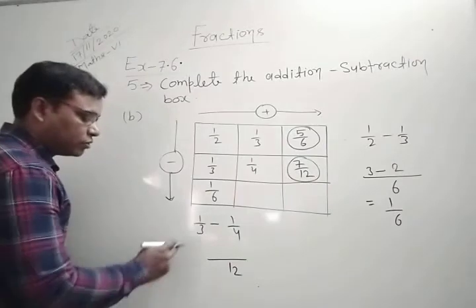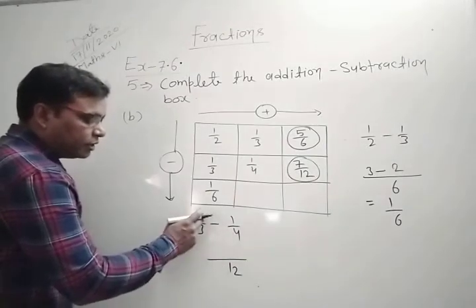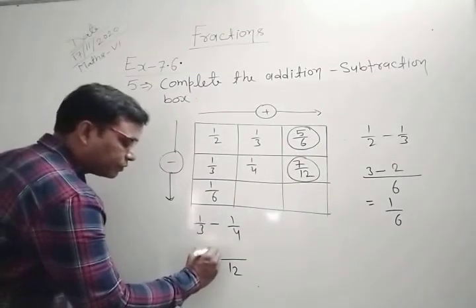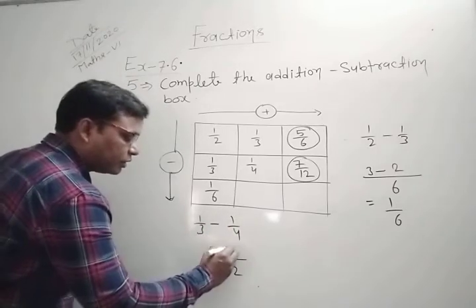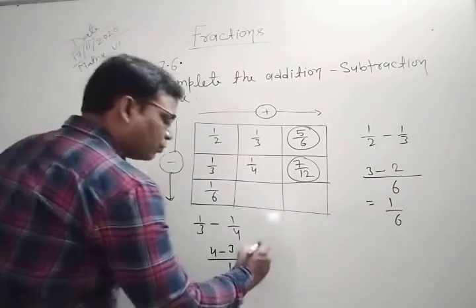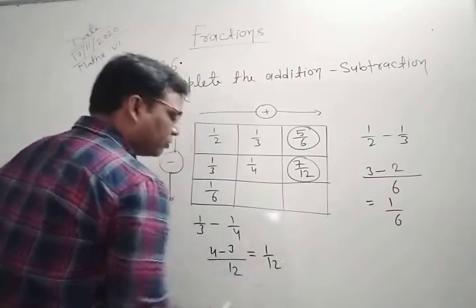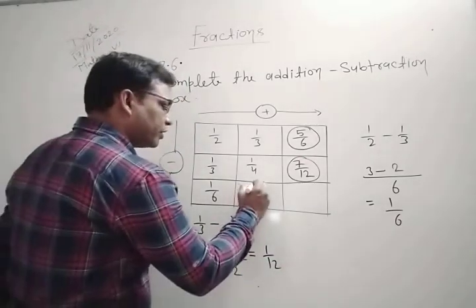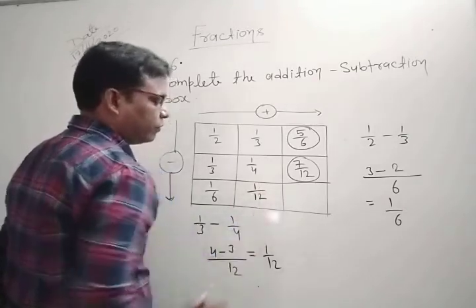Clear? So 3 you multiply here: 3 times 4 is 12... rather, 4 times 1 is 4 minus 3 times 1 is 3. This is equal to 4 minus 3, which is equal to 1. Then we obtain 1 by 12. Their difference is 1 by 12.